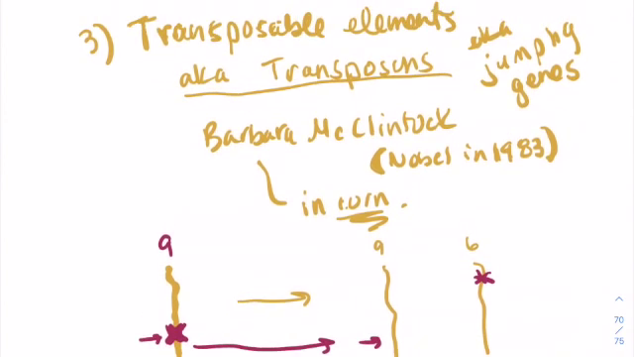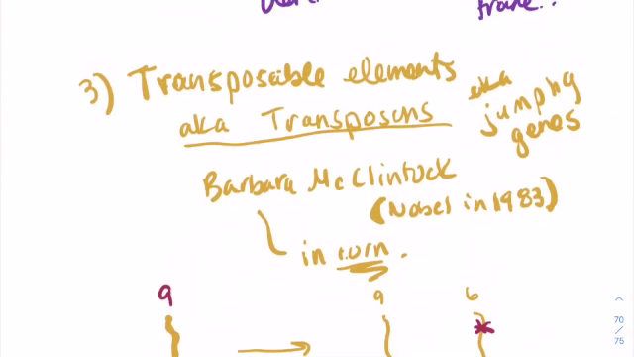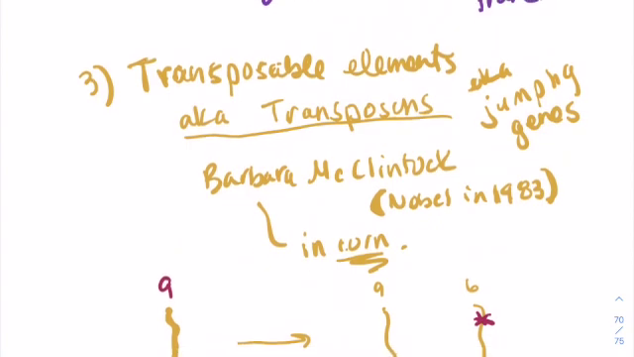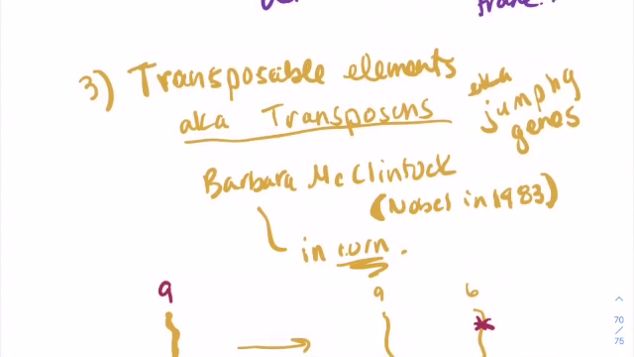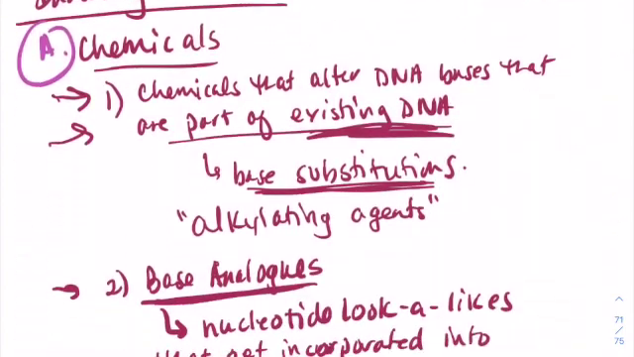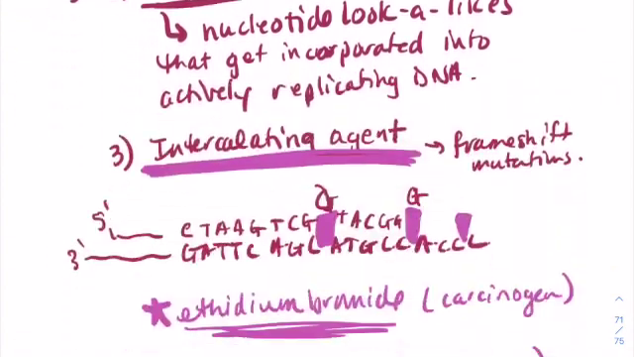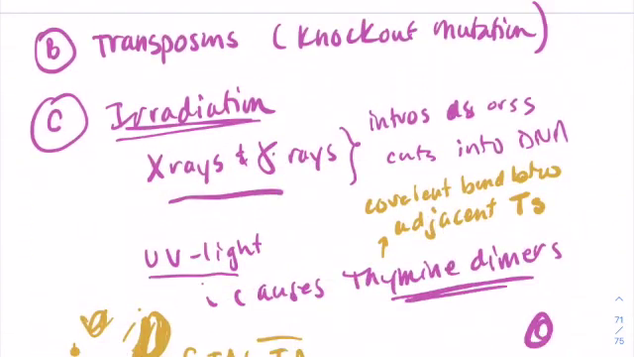Transposable elements occur in a lot of different organisms where genes will essentially excise themselves from their location on a chromosome and reinsert themselves. Mutations can be induced through chemicals. It can also be induced through transposons or irradiation, such as with X-rays and UV light. This is the reason that we wear sunscreen. We wear sunscreen to prevent UV light from penetrating into our skin cells and damaging our DNA, causing thymine dimers.